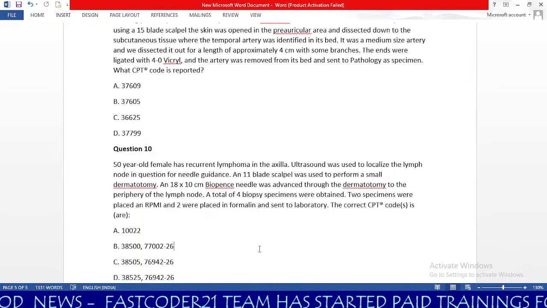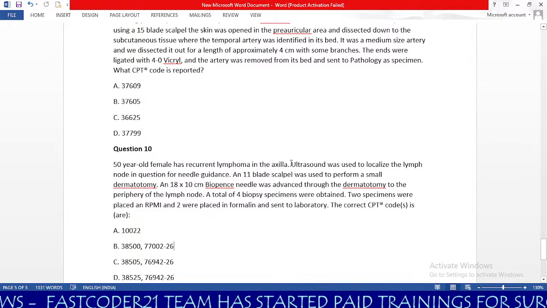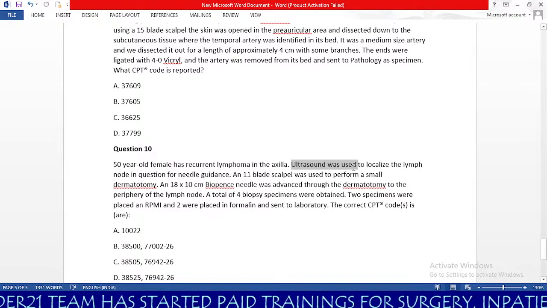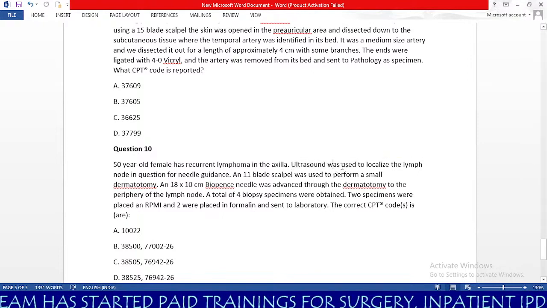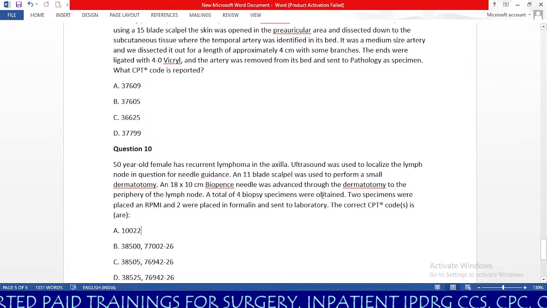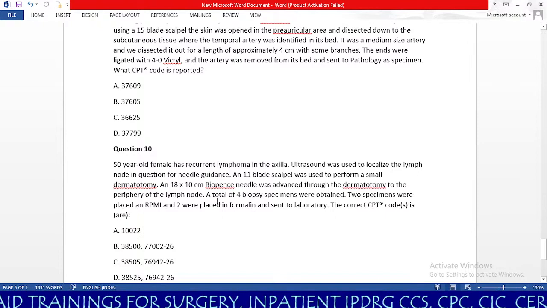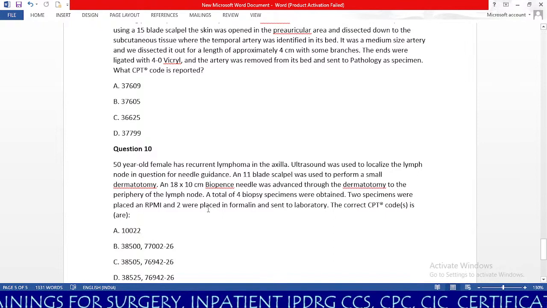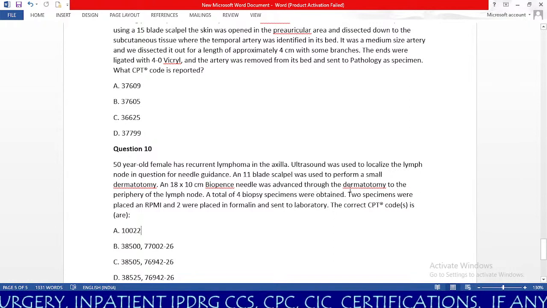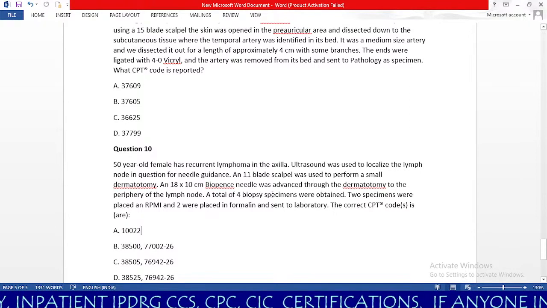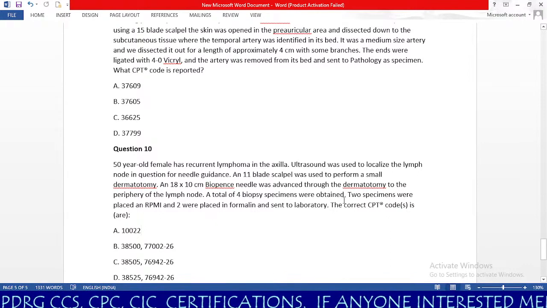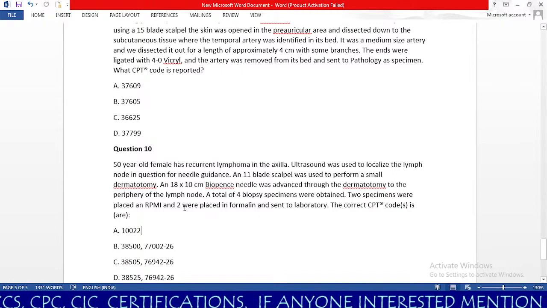A 50-year-old female has recurrent lymphoma in the axilla. Ultrasound was used to localize the lymph node in question for needle guidance. So here ultrasound is the keyword, needle guidance is the keyword. An 11 blade scalpel was used to perform a small dermatotomy. An 18 by 10 centimeter biopsy needle was advanced through the dermatotomy to the periphery of the lymph node. A total of 4 biopsy specimens were obtained. The 2 specimens were placed in RPMI.